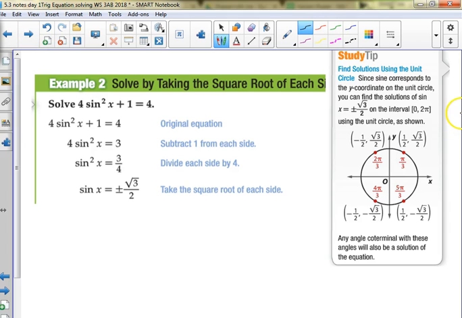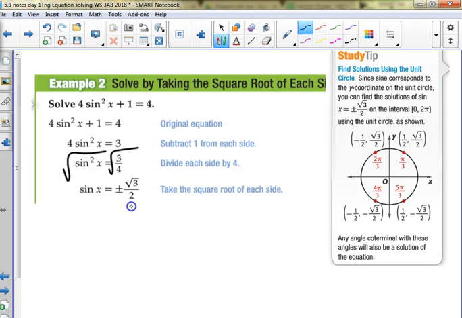All right, this is the one where you have to take a square root. It says 4 sine squared x plus 1 equals 4. You would subtract the 1 and get 3. You would divide by 4 and have 3/4. Then you would square root both sides. Okay. This is sine, but you square rooted something with an x, so it's plus or minus. Square root of 3 on top, but square root of 4 on the bottom just becomes a 2.